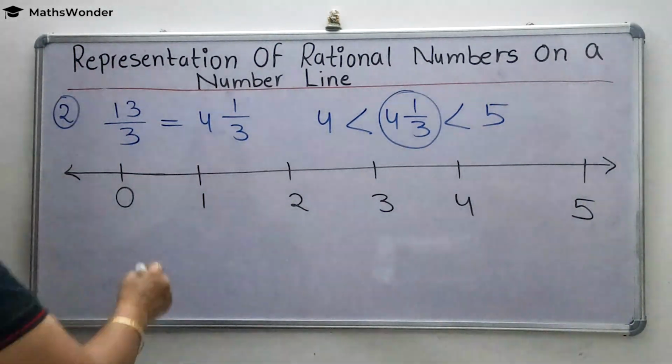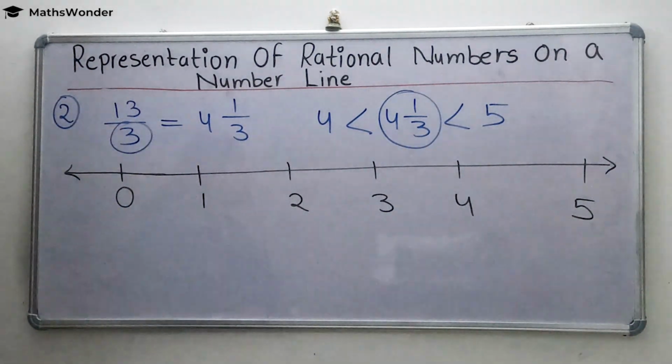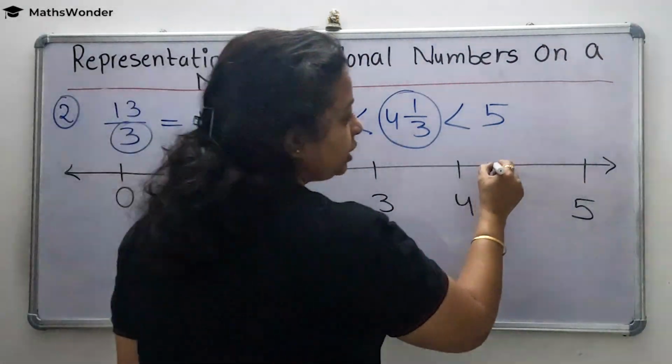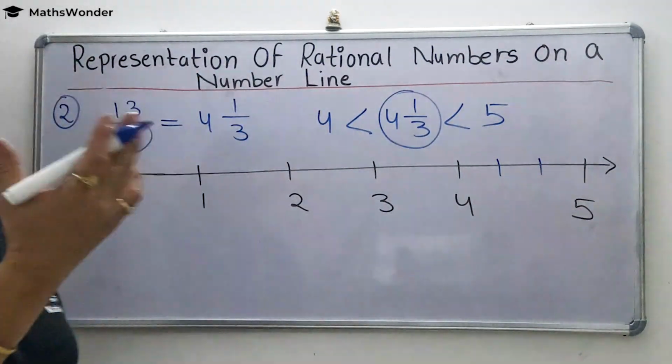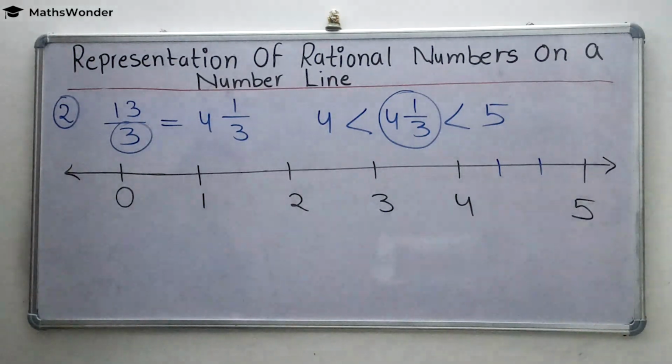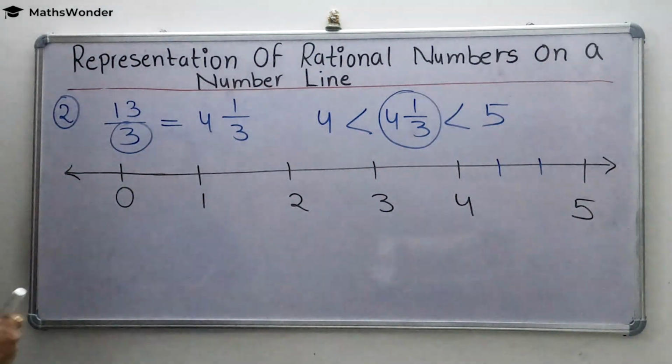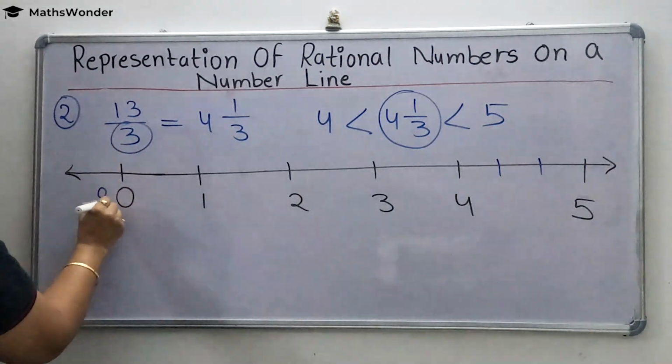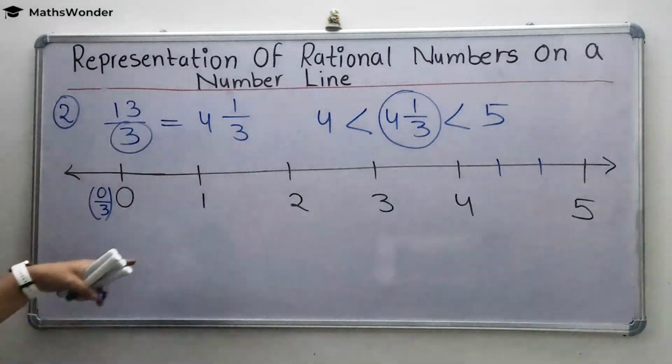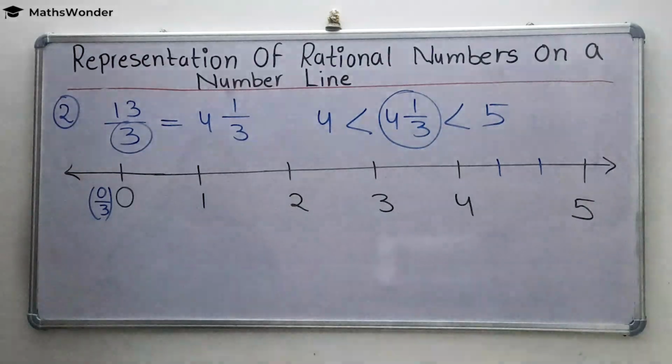So now you will check what the denominator is. 3 is the denominator. So you will divide it into 3 equal parts, because we give the parts according to the denominator. Now we will start your working. What is the denominator? 3. So 0 over 3 means 0. Yes or no? Yes.